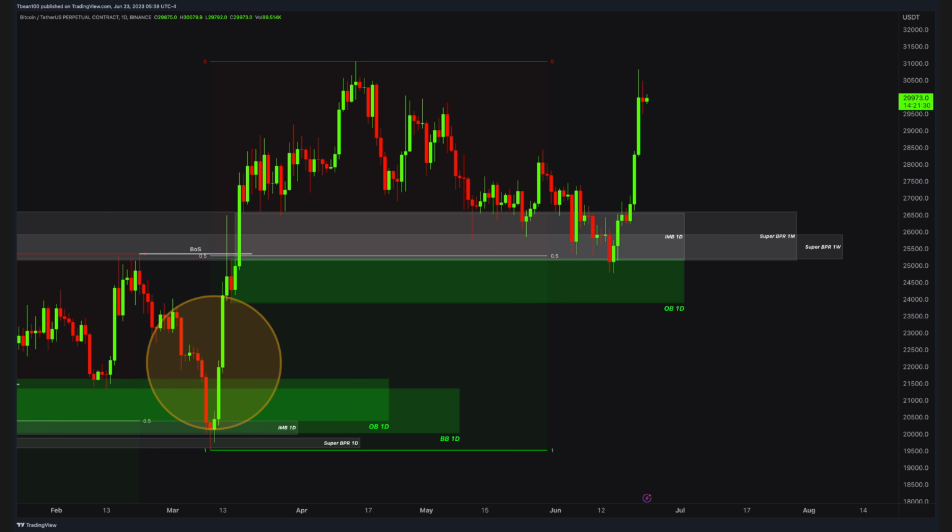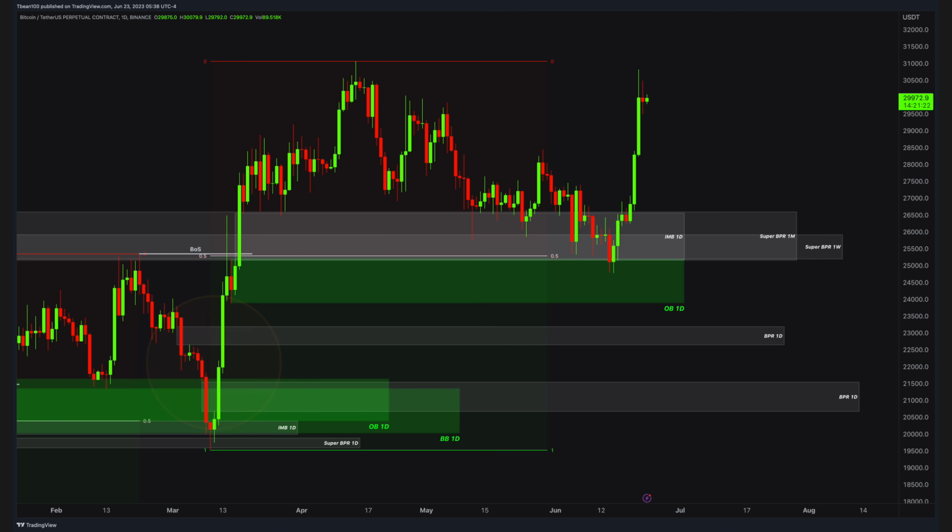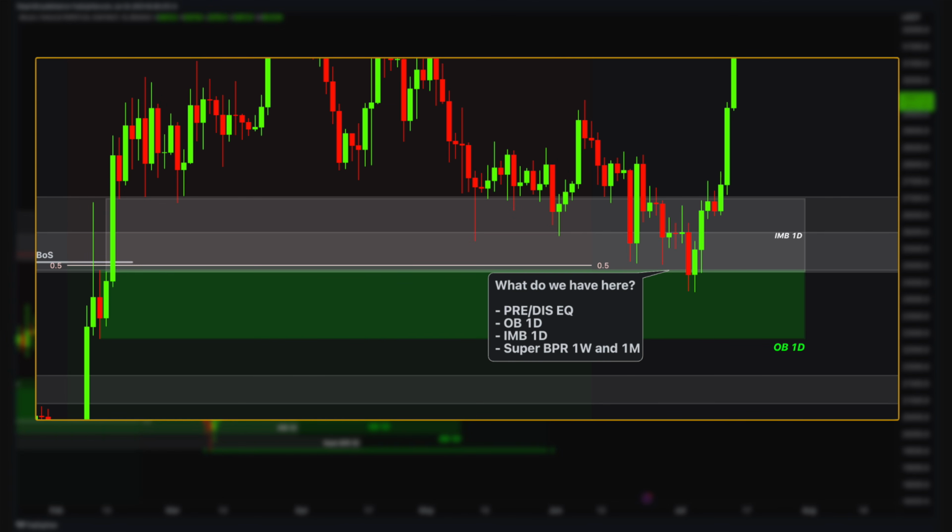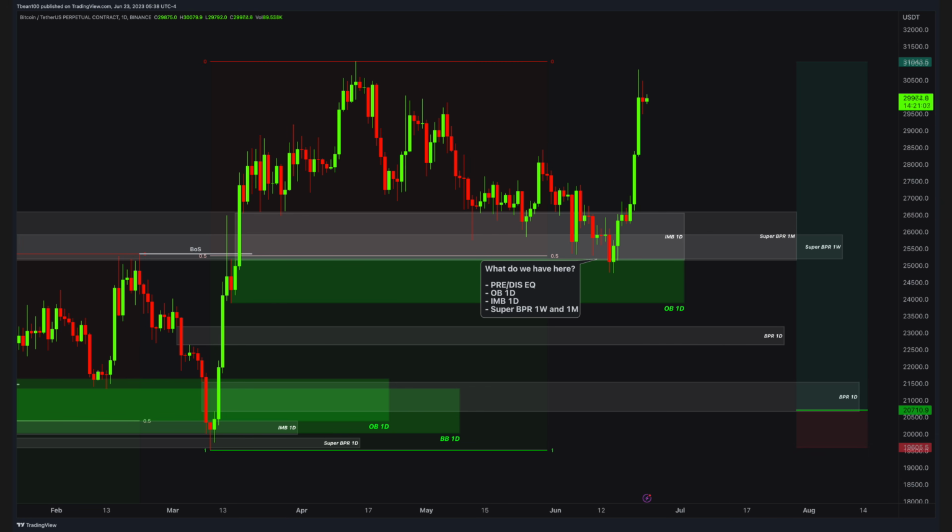Let's check out other structures. Notice these BPR zones in the discount area. In my opinion, these were very valuable entry zones that price never pulled back. Why did the price react here then? Let's check it out. Price is in discount, supported with daily order block, and the weekly and monthly super balanced price ranges.